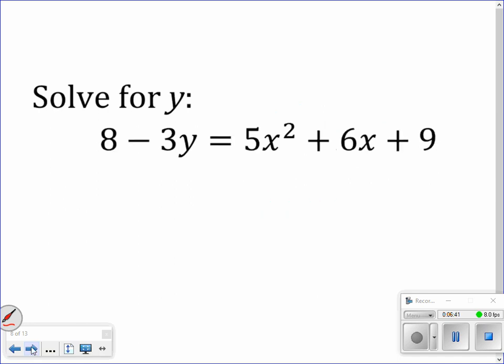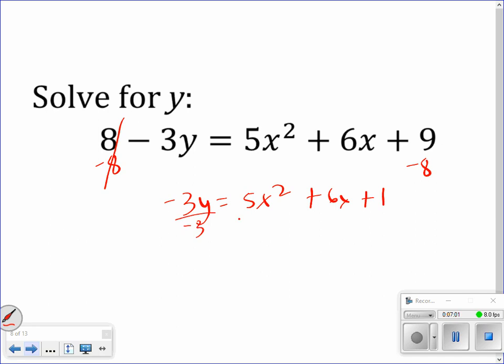All right. This next one here, I'm going to move the 8. So I'm going to take away 8, and it goes with a 9, so I'll put it under that one. So I have negative 3y equals 5x squared plus 6x plus 1. Well, I had to divide everything by negative 3, so you can do that, but it doesn't go in there very nicely. So you can also do this.